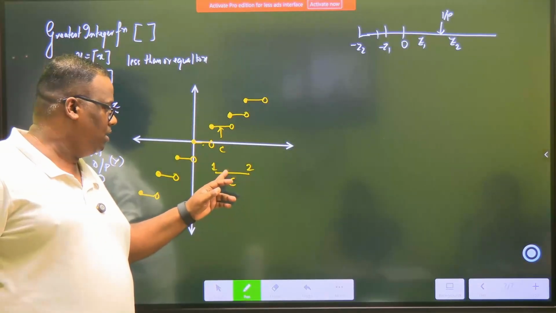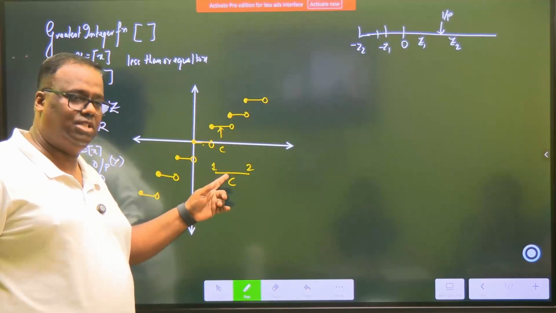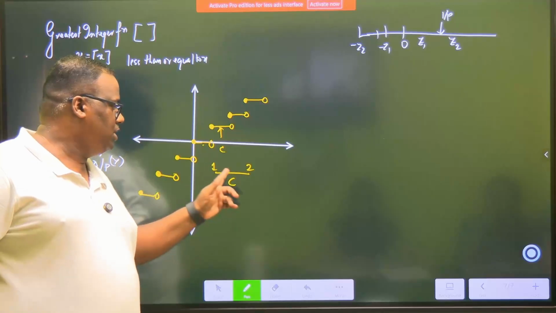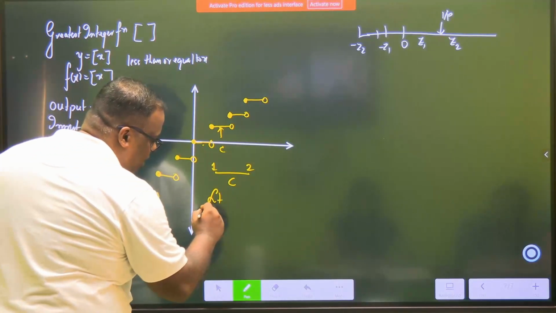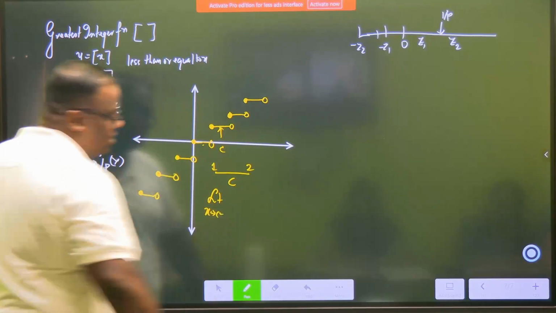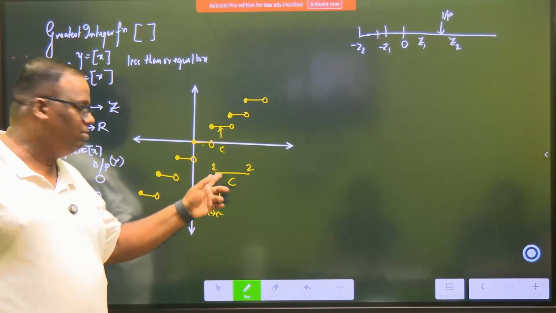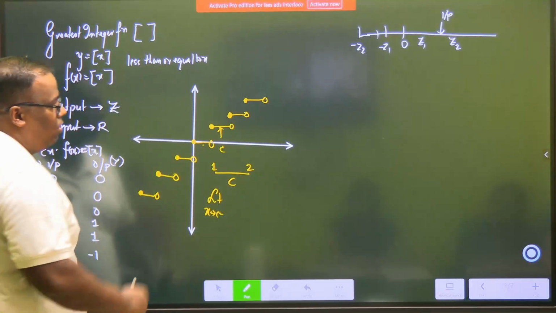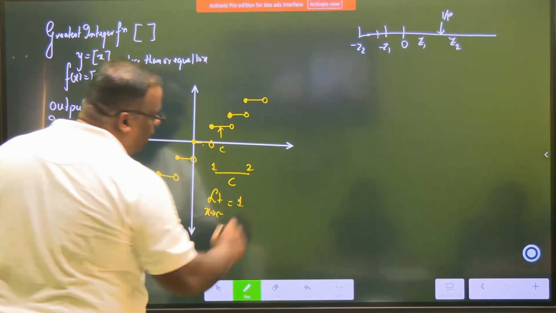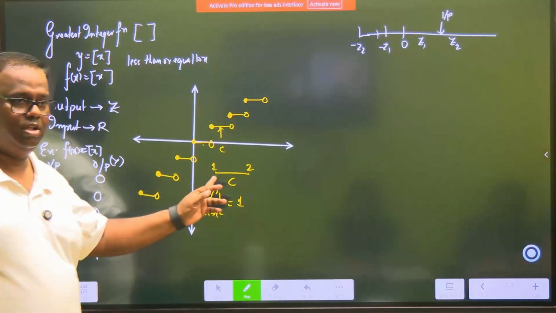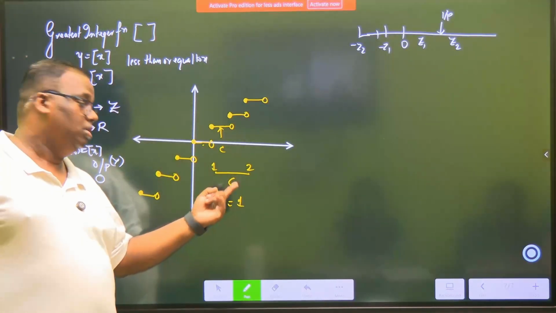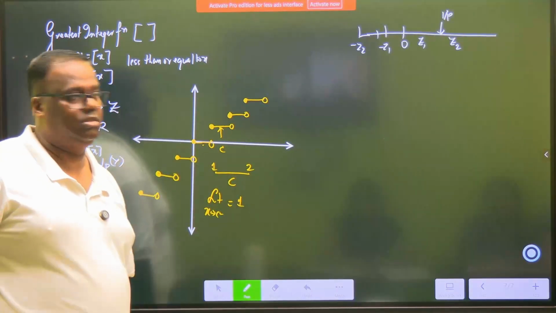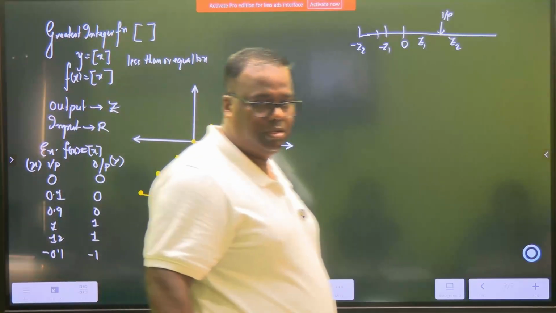You want to find the limit at C. You can approach C from this side, you can approach C from this side. If you approach limit x tends to C minus, means you are approaching C from this side, then the value you get is 1. And if you approach from this side, means you are approaching from 2, here you will get 2. Discontinuous. Clear?